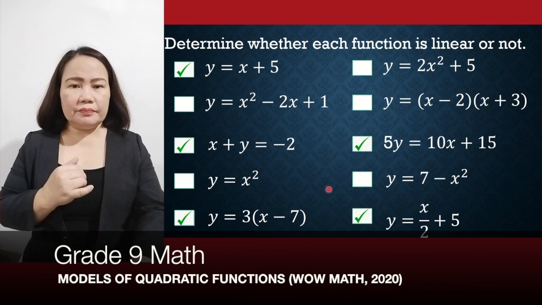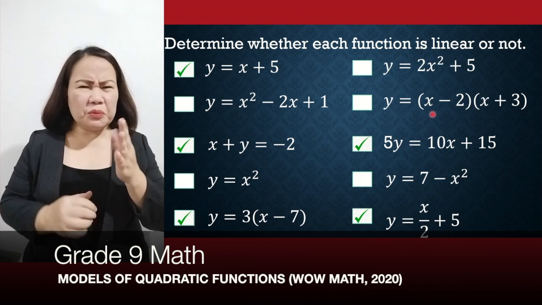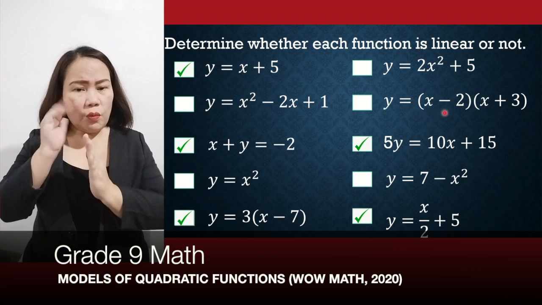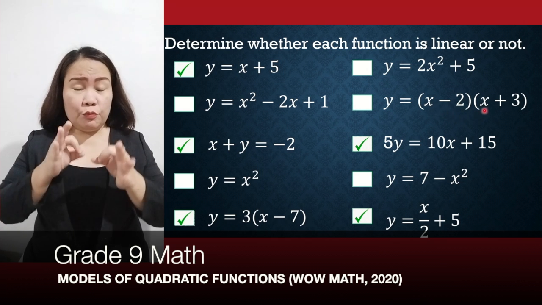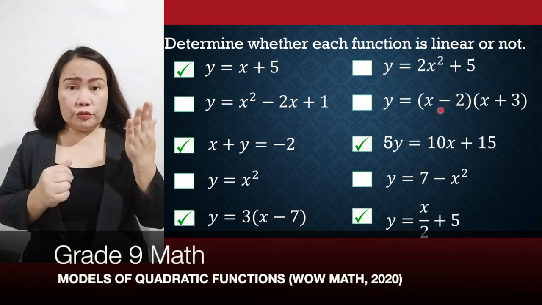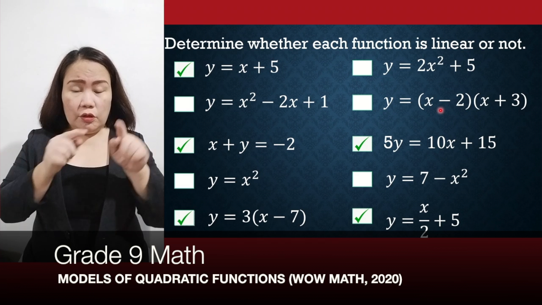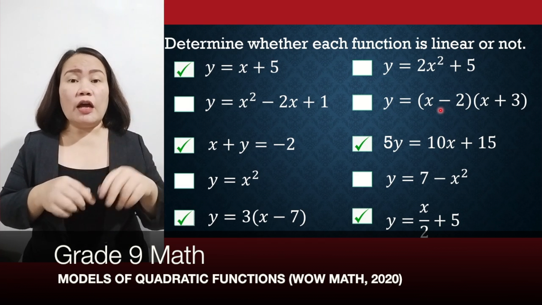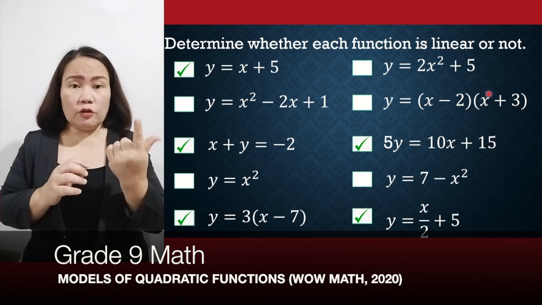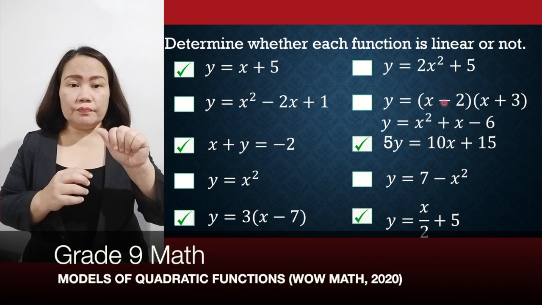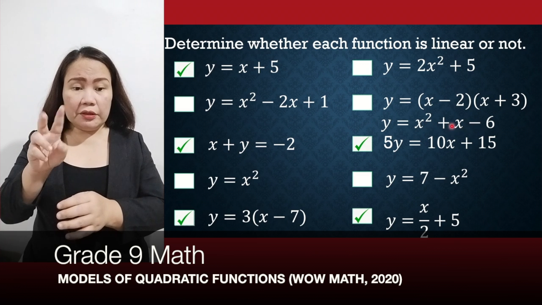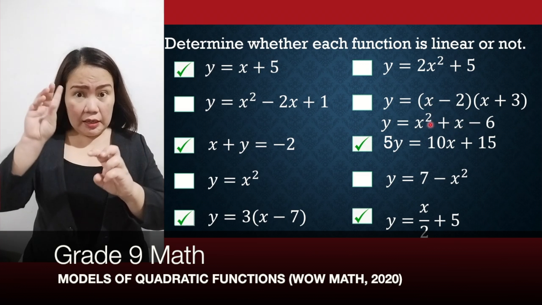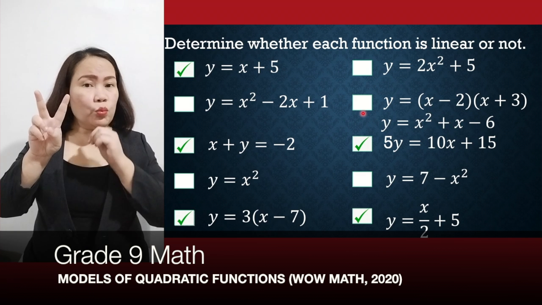Okay. Now, I know some of you will wonder why this example is not a linear function. Kasi if we simplify this, these are factors of a trinomial. So, kapag minultiply natin to, this will become x squared. Kaya magkakaroon tayo ng y is equal to x squared plus x minus 6. So, since ang degree natin dito ay 2, hindi na siya linear function.